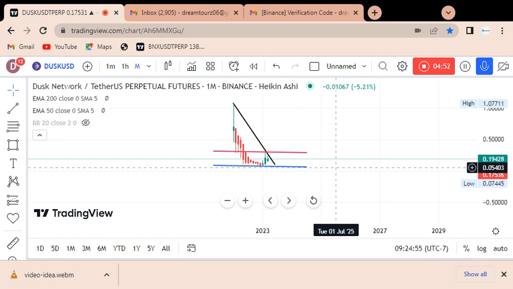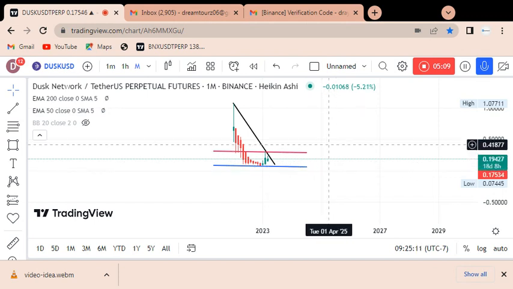We don't know yet. Will it hit it and break out from there, then start going up? Because price moves from one level to another level. Once price breaks out from this level, then we'll look for the next resistance, which is at this point.